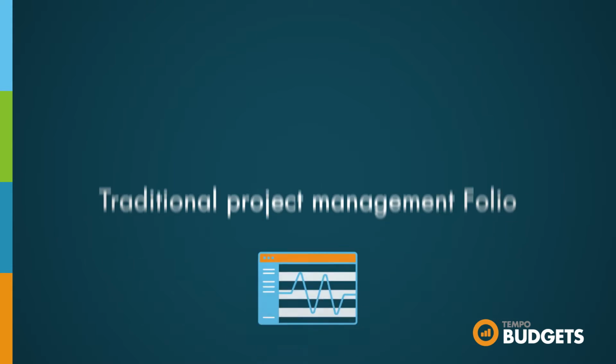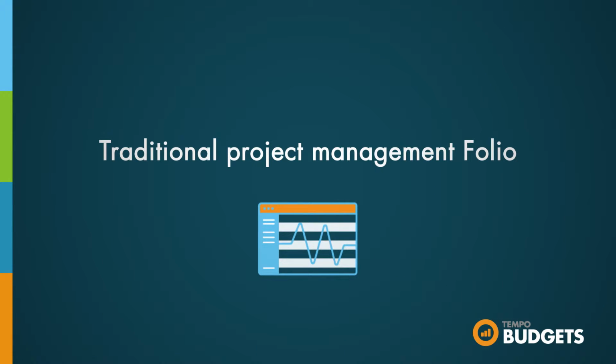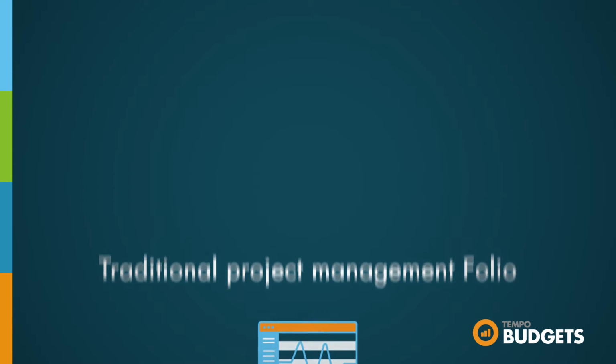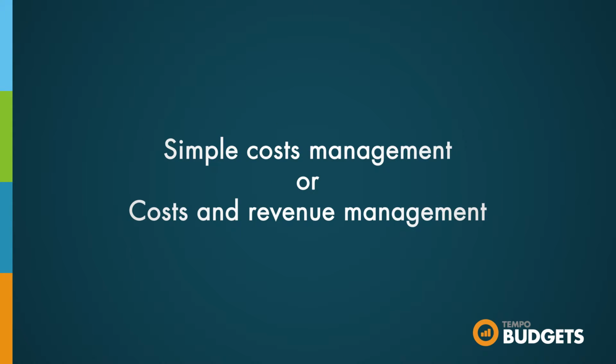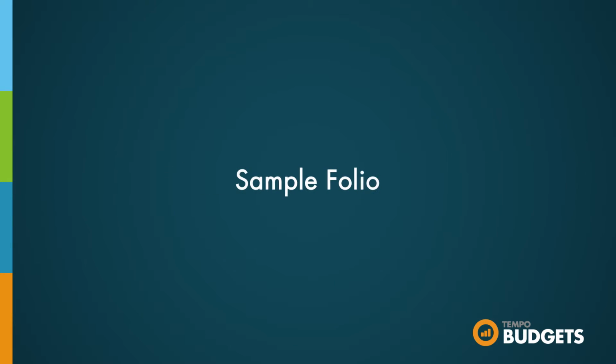On the other hand, if you expect the scope of your project to be rather unpredictable, have no estimates at hand, or simply prefer not to use EVM, then you should choose to track simple costs or costs and revenue, depending on whether or not you'd like to track revenue. You can also create a sample folio if you are evaluating Tempo Budgets or want to demonstrate the product with mock data. With a sample folio, you can safely explore the features of Tempo Budgets.